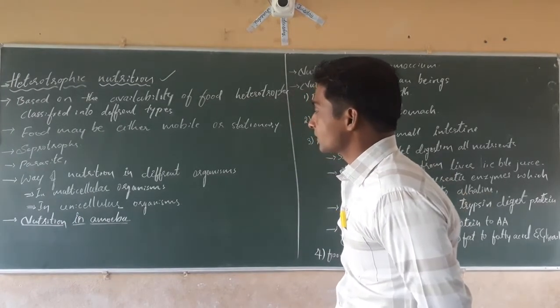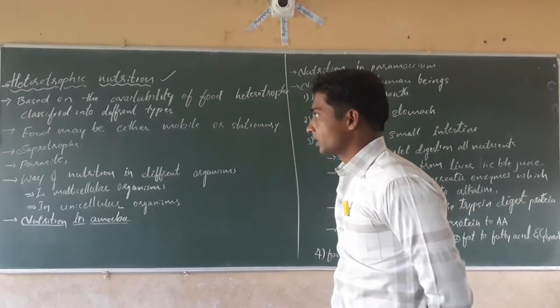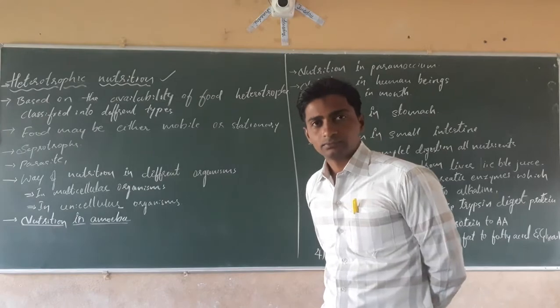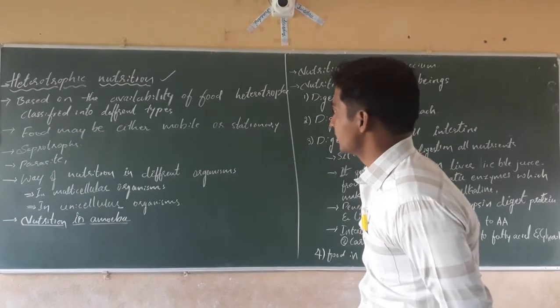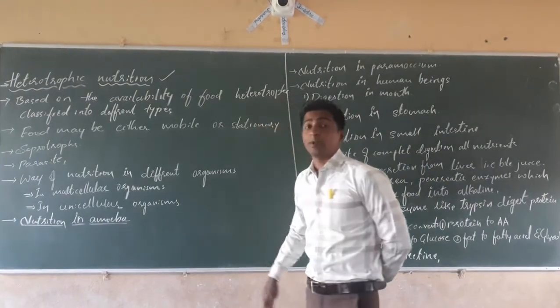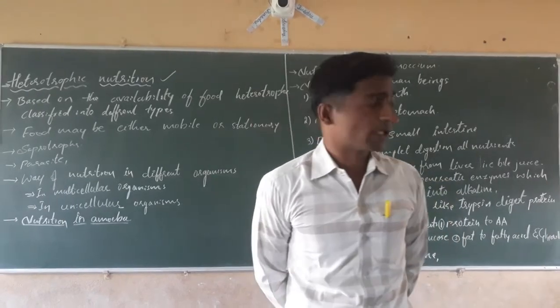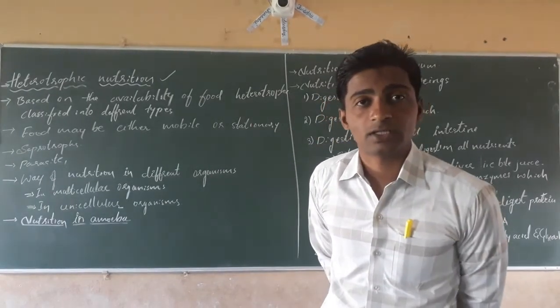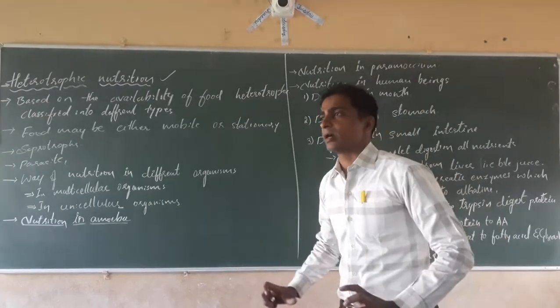Here, based on the availability of food, we are classifying living organisms into different types. Sometimes the food may be mobile, and in some cases the food may be stationary.